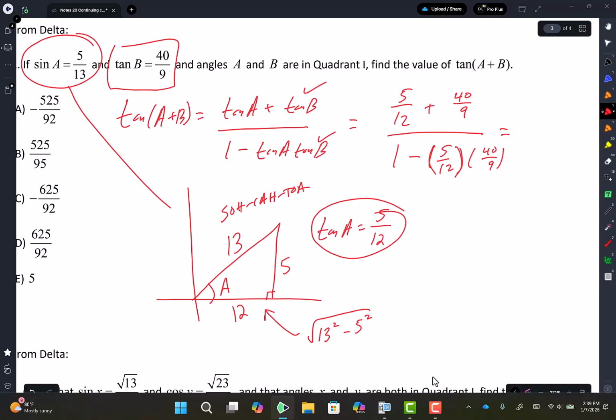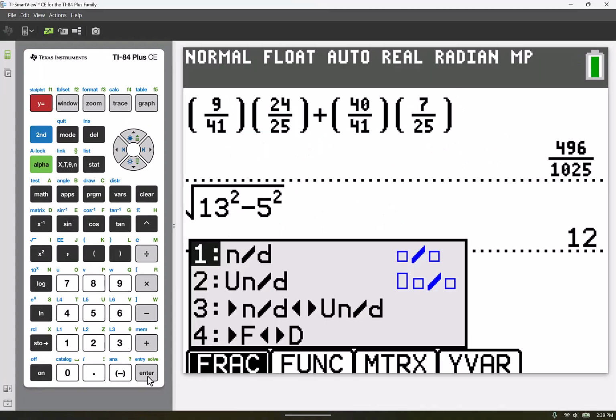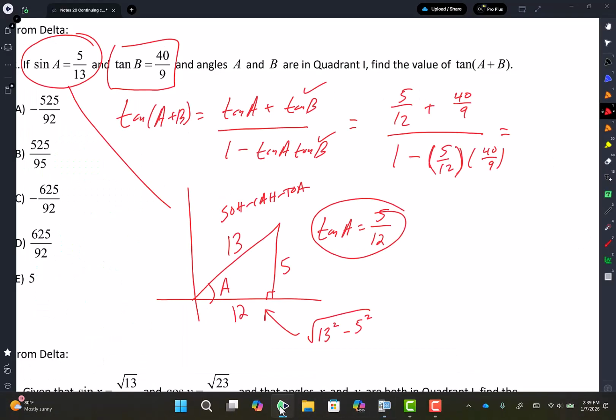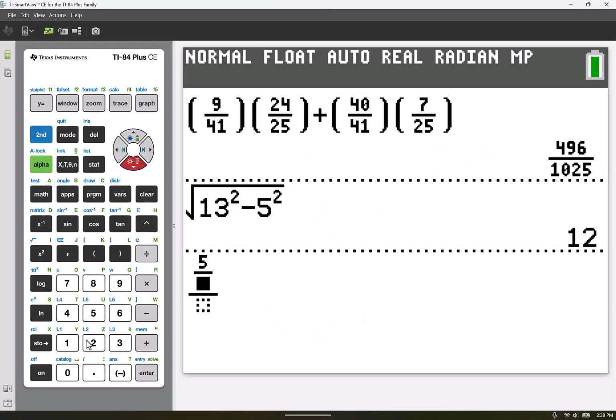So let's take my calculator, but there's fractions within fractions. You're fine. Look, alpha y equals, enter, and then put another fraction right there. What was that first one? 5 over 12. And then plus what? 40 over 9. All over 1 minus, parenthesis, and then 5 over 12.